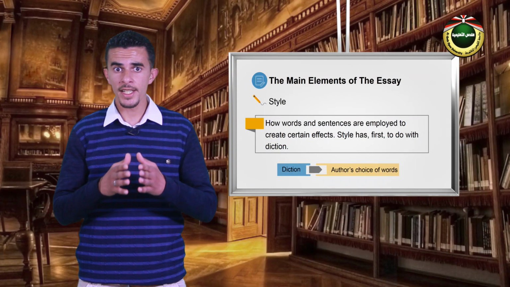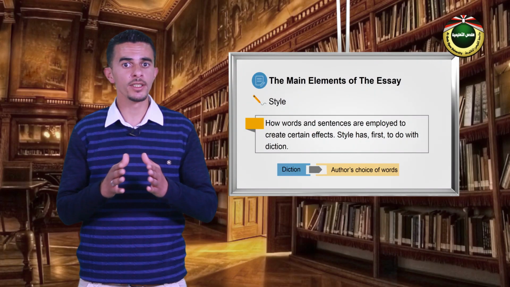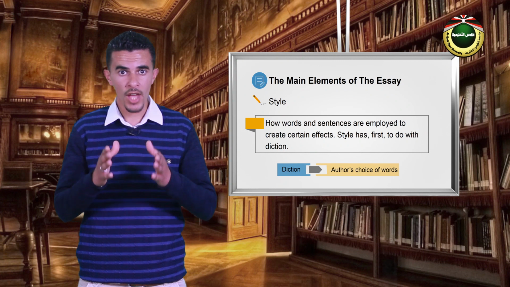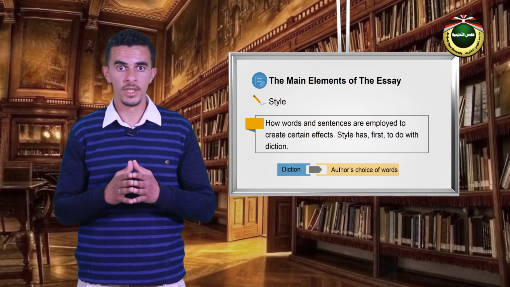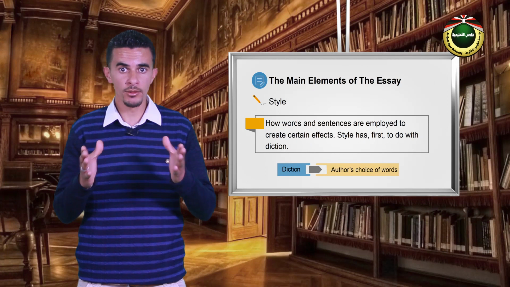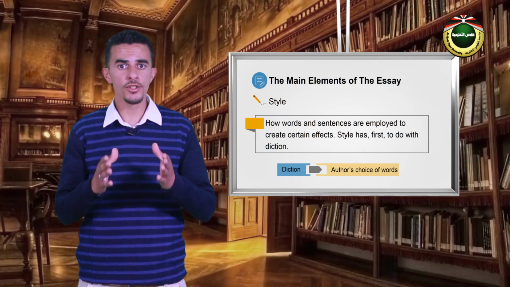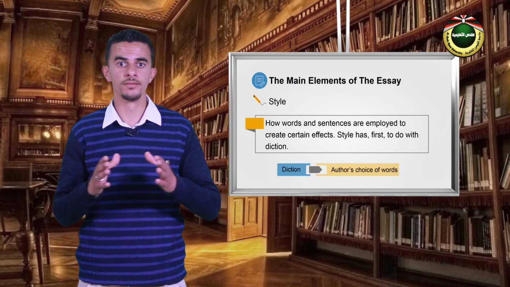Style. Style is how words and sentences are employed to create certain effects. Style has, first, to do with diction. Diction means the author's choice of words. Diction may vary according to the context of the essay, the subject matter of the essay, or the background of the author. Diction could be familiar and modern, or unfamiliar, obsolete and old. Style also has to do with syntax and figures of speech.